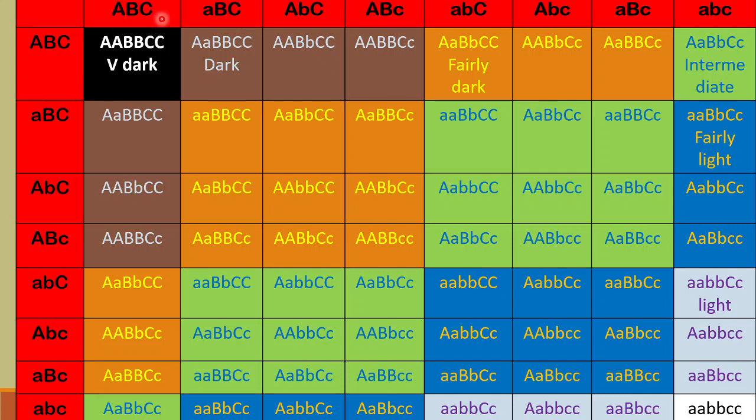So here, if the gamete with the dominant genes and also the gamete with the dominant genes from the other parent happen to combine together, then what will you get? You will get an individual with all dominant alleles. As all dominant alleles are present, this person shows very dark color of skin.